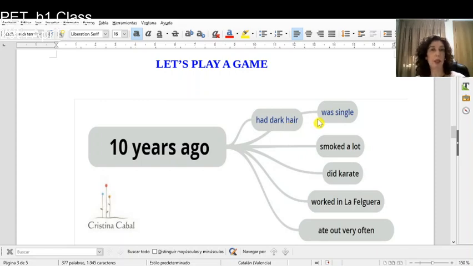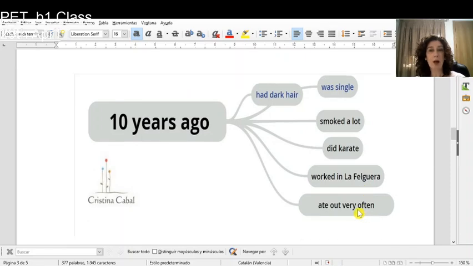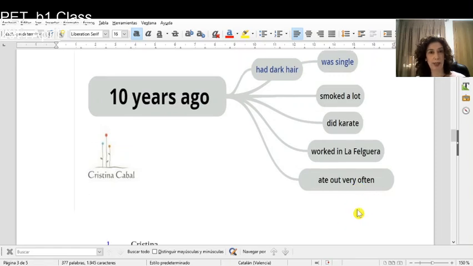Was single. Then Cristina now is married. Smoked a lot. Did karate. Worked in La Felguera. It's a school. And ate out very often. Went to restaurants very often because of her job. And these things have changed. All of them. Todos estos hechos y acciones y rutinas han cambiado. Then, think. What would you say? Using used to. Let's say.